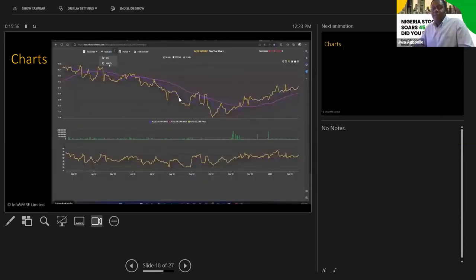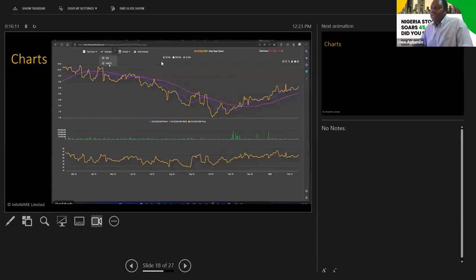Then we have a lot of charts. A lot of charting capabilities that we have built into the system. So people that are very good with technical analysis, you can jump in there. You can measure, you can pick any time range that you want.